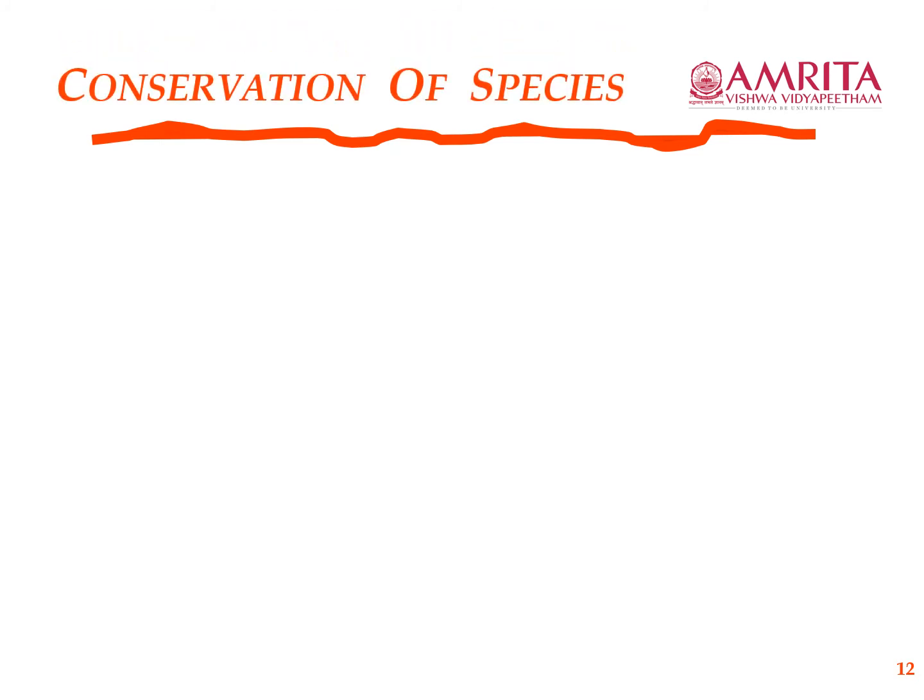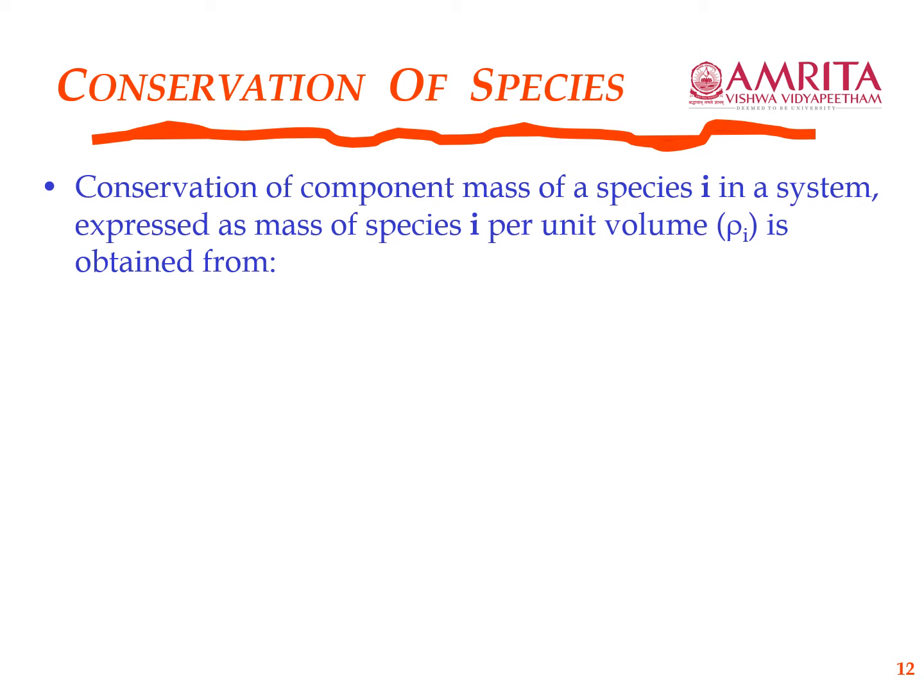Now if you were to look at conservation of species, we are looking at conservation of a specific component, the mass of species i, expressed as the density of that species i. So if you have a total volume of, say, 1 cubic meter, and there are 5 components, you are looking at the mass of that particular species i in that 1 cubic meter volume. That is your species density. If instead of mass I were to look at moles, this would have been moles per unit volume of that particular species, called the molar concentration. This is the mass concentration, so to speak.